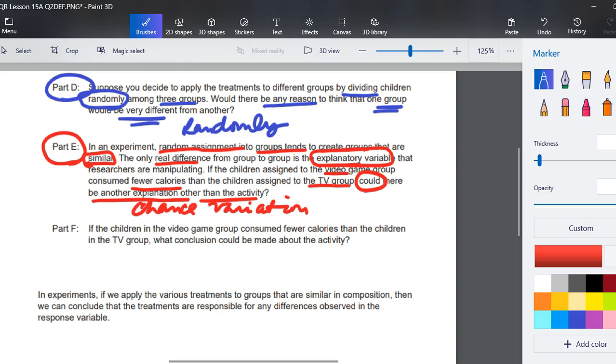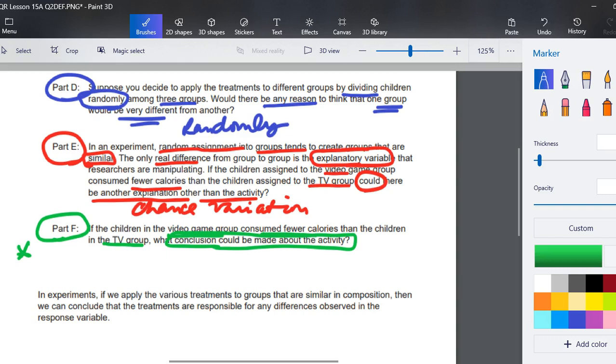Again, write down your thoughts, write down your side comments. Please keep thinking and delving into a healthy paranoia about what we're doing in the assignment and what is going on. Part F. If the children in the video game group consume fewer calories than the children in the TV group, what conclusion can be made about the activity?